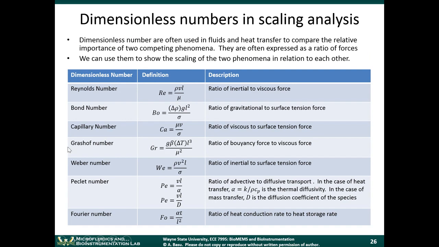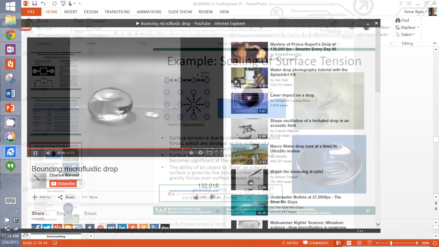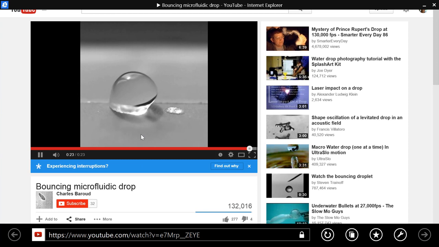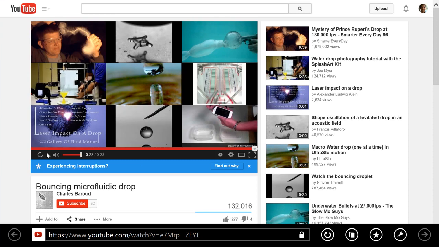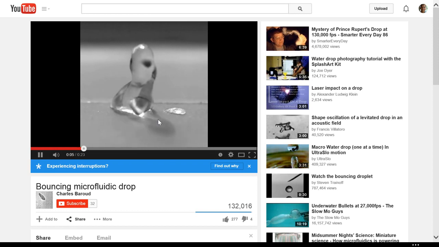So in this type of system, we have the Bond number, the ratio of gravitational to surface tension force. We also have the Weber number, the ratio of inertial to surface tension force. In both cases, the Bond number and the Weber number are small enough that the surface tension forces are significant enough to hold the droplet together. If you did this at a larger scale, obviously the droplet would break up.